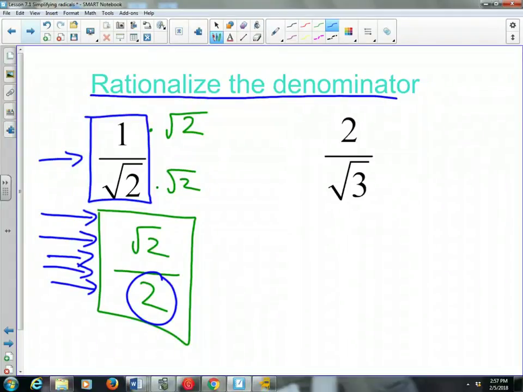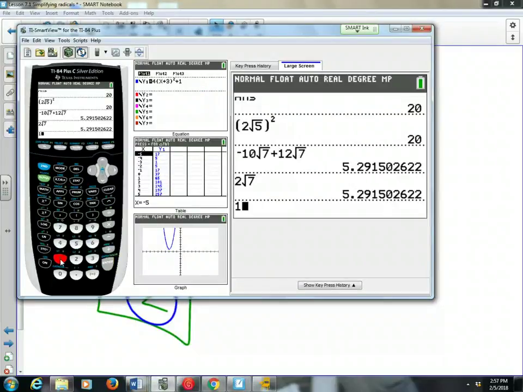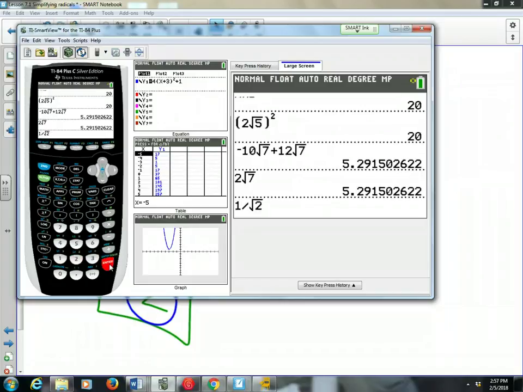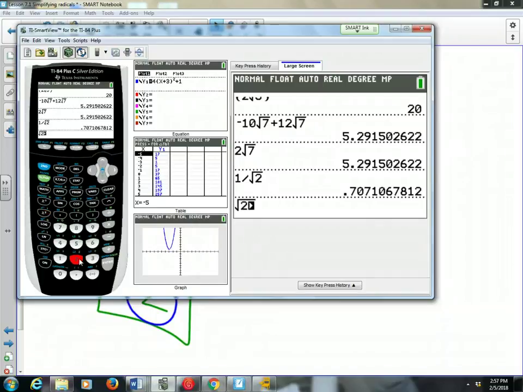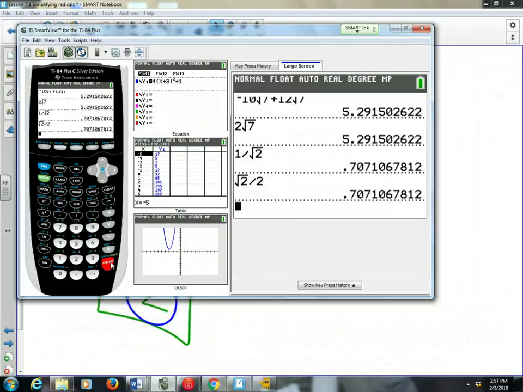I'll prove to you that they are the same numerical value. 1 divided by the square root of 2 and the square root of 2 over 2 are the same number. Here we go. 1 divided by the square root of 2 is this number. And the square root of 2 divided by 2 is the exact same number, 0.70710678112. Crazy, isn't it?